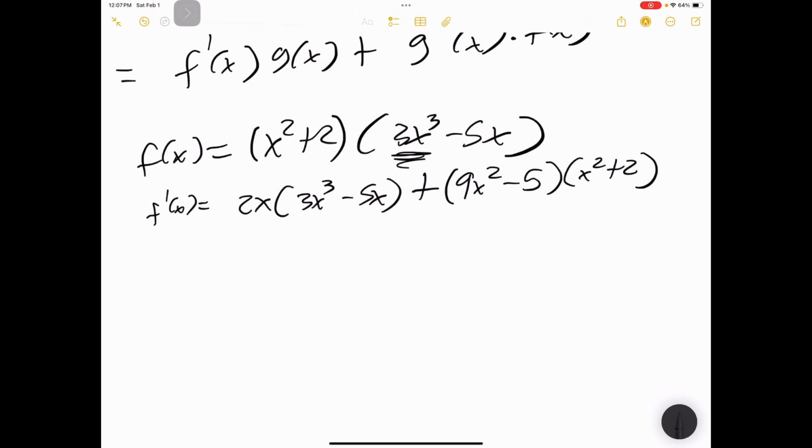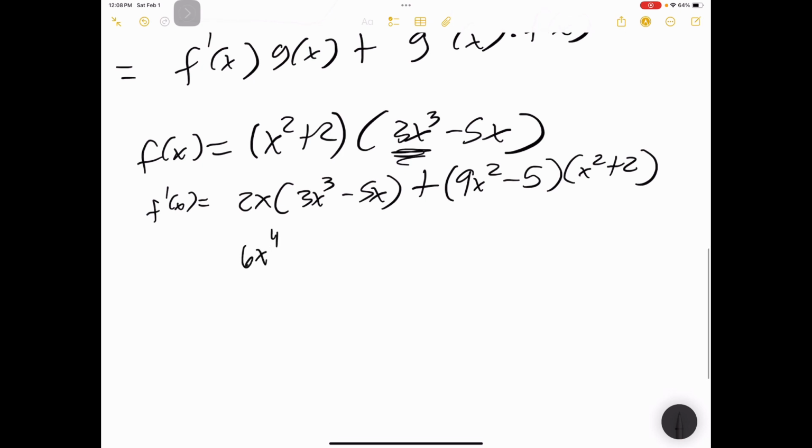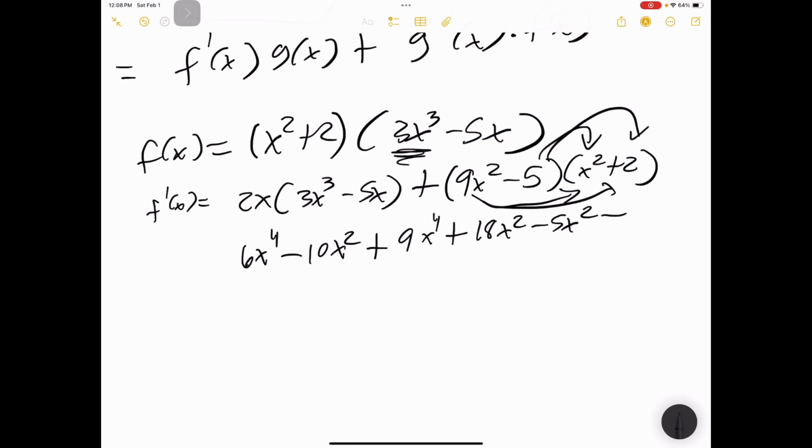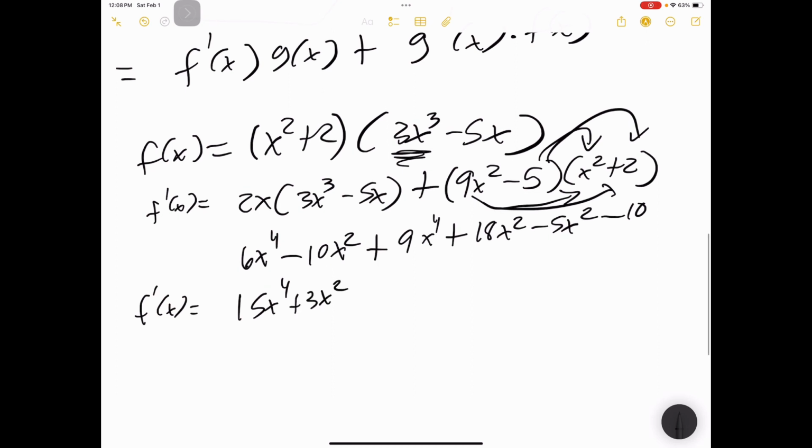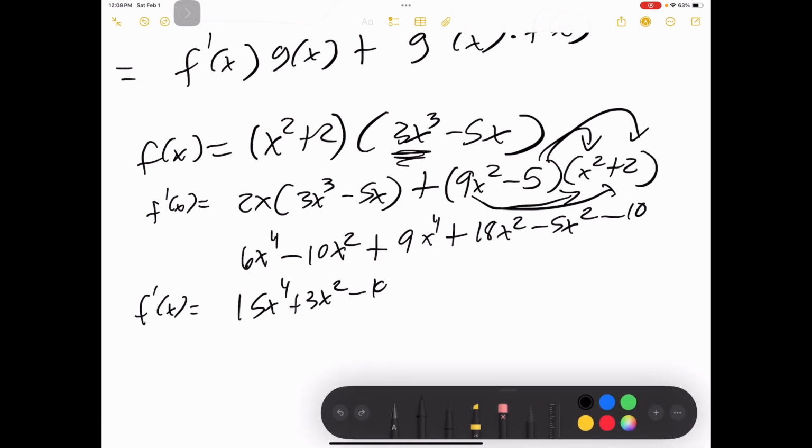And now let's look at this. We proved our product rule, but let's make sure it actually works. Let's multiply this out. If I multiply this out, I get 6x to the fourth minus 10x squared plus 9x to the fourth, first, 9x to the fourth, second, plus 18x squared, first, minus 5x squared, second, minus 10. So in the end, we get f prime of x equals 15x to the fourth minus 10x squared plus 18x squared, minus another 5x squared is going to just be plus 3x squared, and then minus 10. So that's what we get as our derivative.